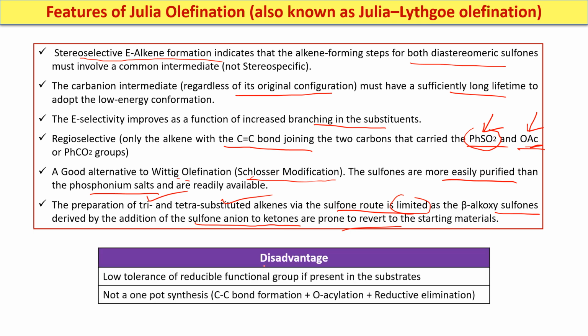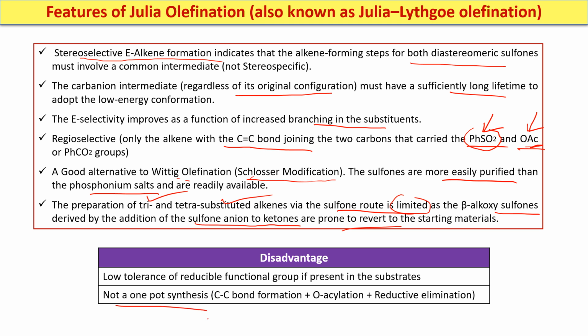Disadvantage is low tolerance of reducible functional groups. Remember in the last elimination, the reductive elimination step, we have done this reduction, that is, reducing condition is present. But if any reducible functional groups are present in your starting material, then that will also be reduced. But that we do not want. We want them to be intact. But if it is reduced, that is obviously a disadvantage.